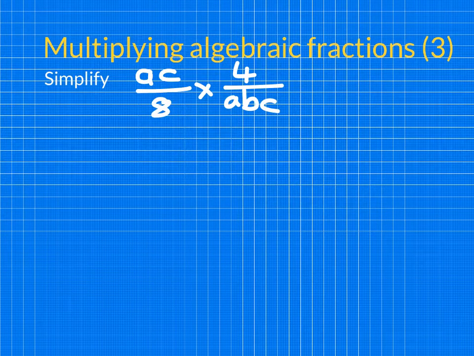In this example, we're multiplying algebraic fractions, and the question may often say simplify, because we can't work out an exact answer because we have some letters here. We don't know what the numerical value of that A or the C or the B are. Okay, so let's see what we have.